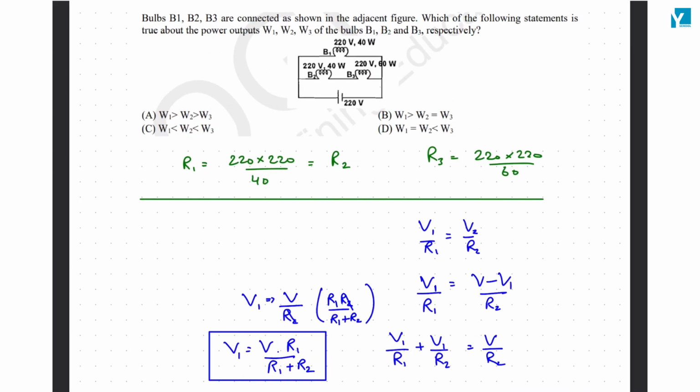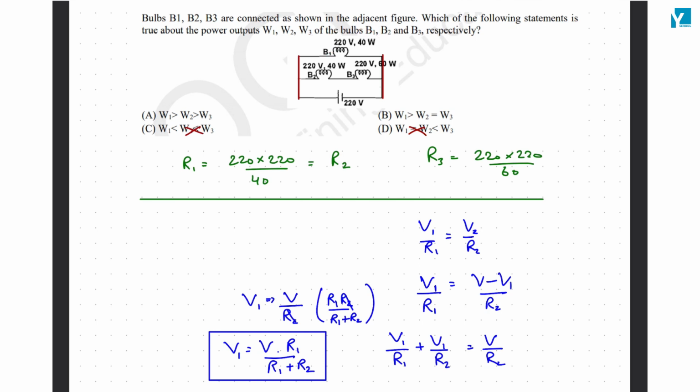So V1 can be written in this extended long manner, and as you can see, the first bulb that is getting the whole of the 220 volts as its potential or as its terminal will obviously have the greatest amount of heat produced. So the answer cannot be C, the answer cannot be D.